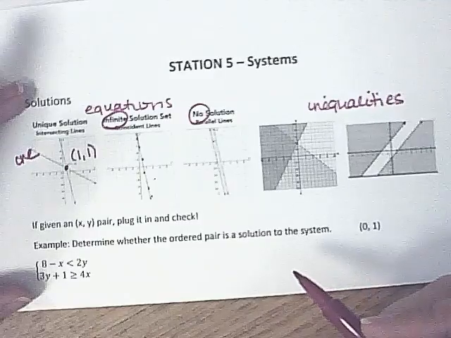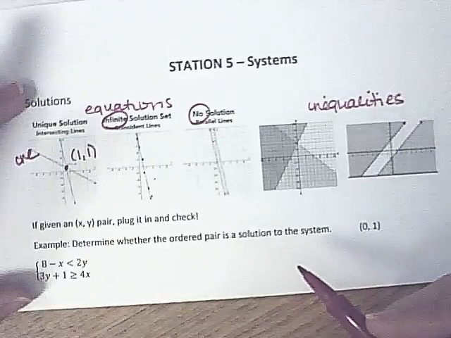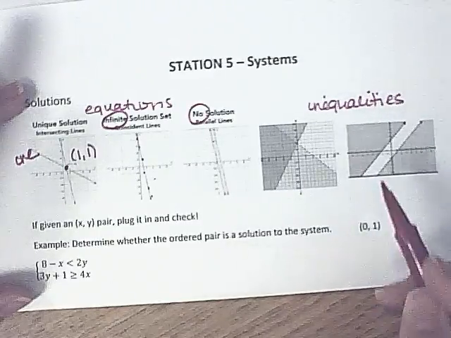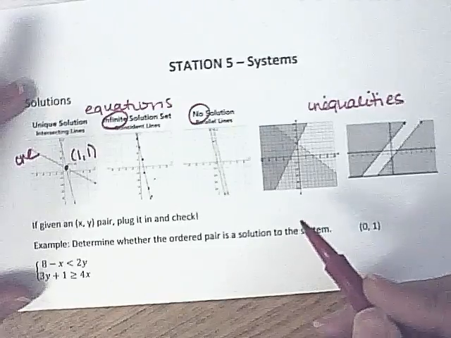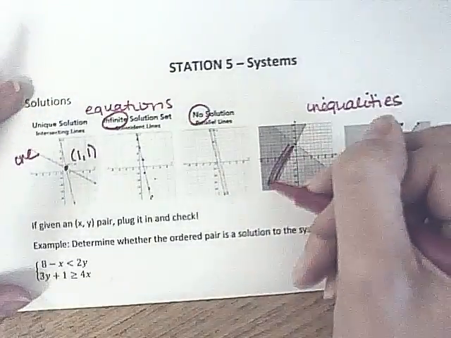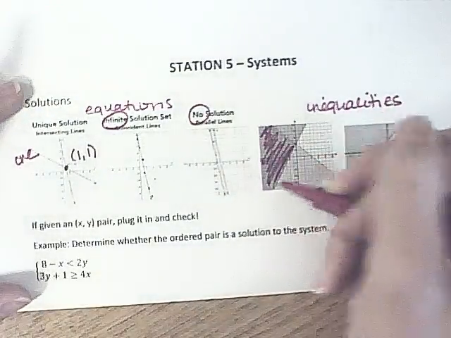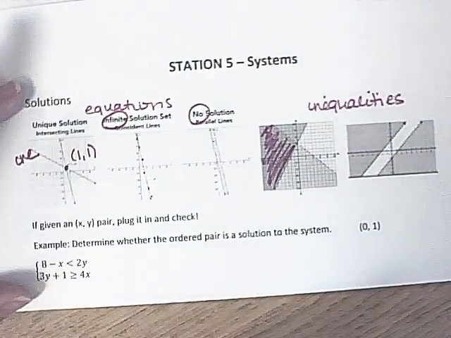But in general, when I try to find a solution of one of these, I'm going to do all of those pieces. I'm going to shade, and then I'm going to look for the darkest section, the one where there's double shading, and that's where my solutions are.